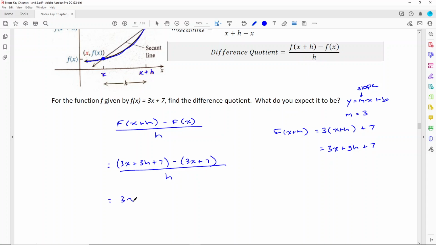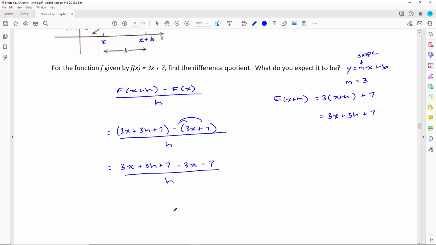So I've got 3x plus 3h plus 7, and then I'm going to distribute the minus sign through, so I've got minus 3x minus 7 all over h. Then I'm going to look for anything I can simplify. 3x minus 3x is gone, 7 minus 7 is gone. I'm left with 3h over h. For this graph, I get a constant slope of 3 because it's a line. It's what I expect.